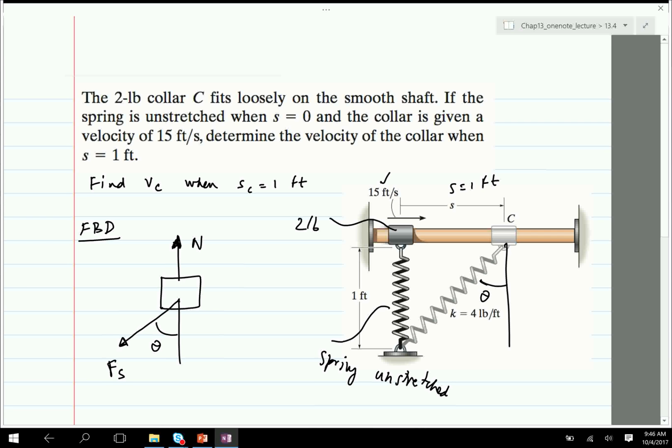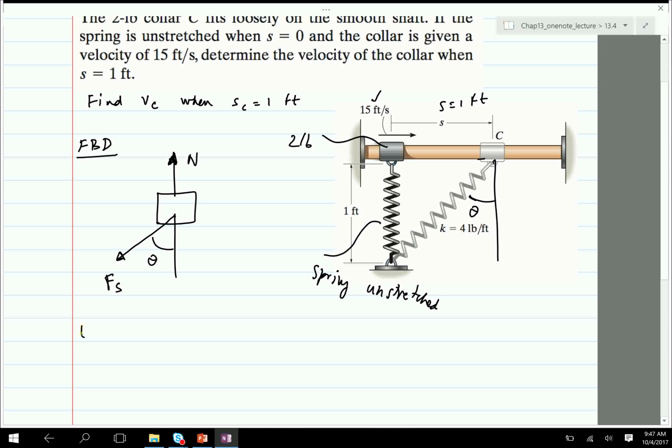There is a force which is preventing this collar from moving in what I would call the y direction, right? If there was friction, then the friction force would show up in this direction, mu times N. But there's no friction in this problem. Okay, so that's the free-body diagram. Let me write the equations of motion.